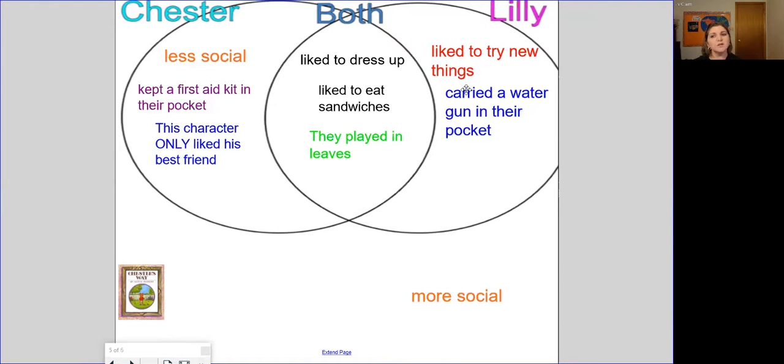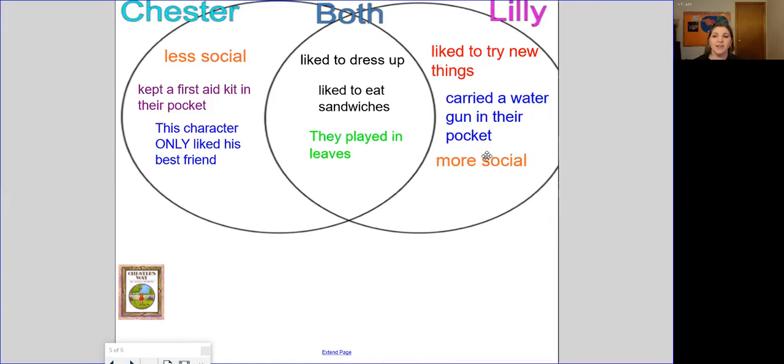And who was the more social one? The one who liked to talk to everybody or wave to cars when they came by? I agree with you. That is definitely Lily. Look at this amazing job you guys did comparing and contrasting Chester and Lily from our story, Chester's Way. Great job, guys.